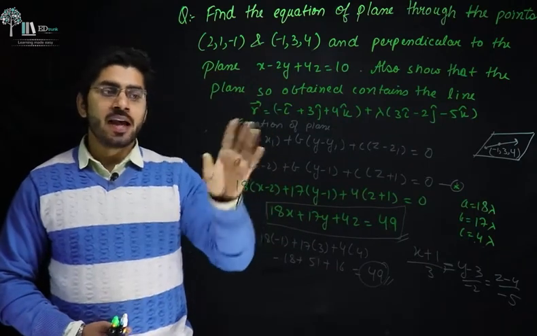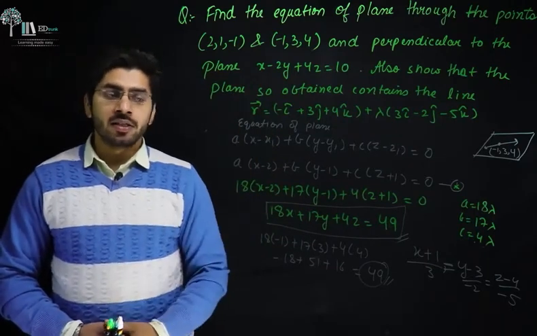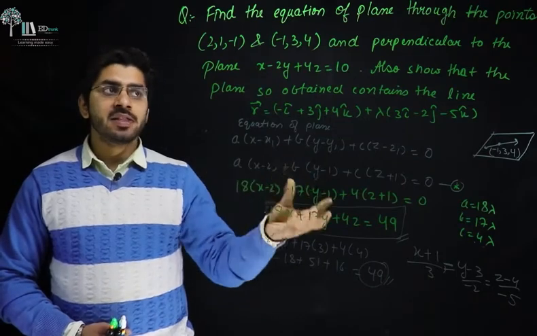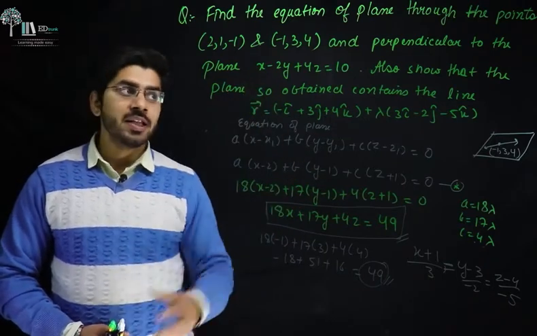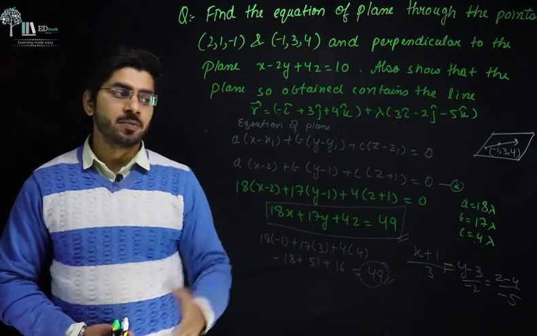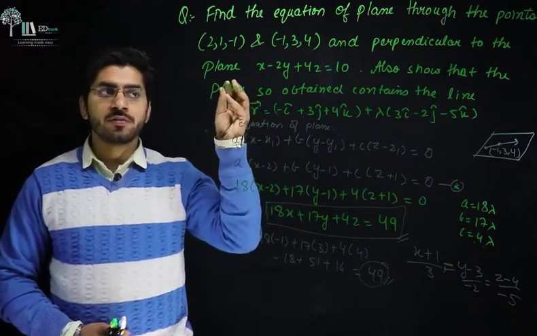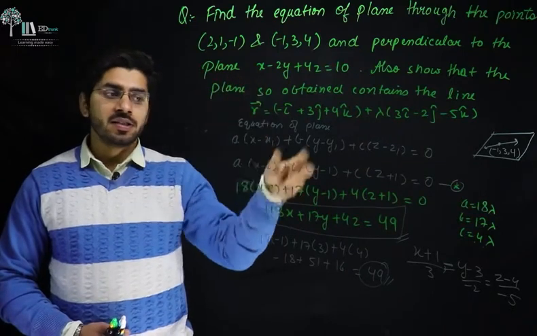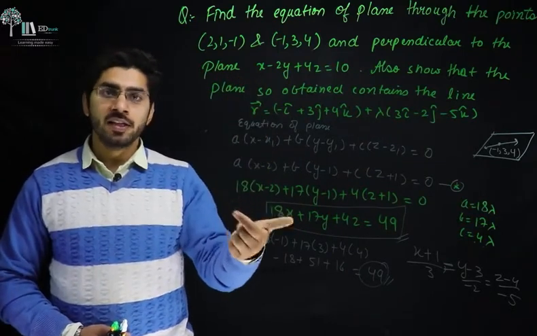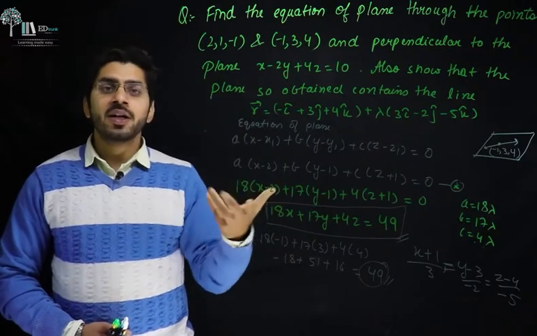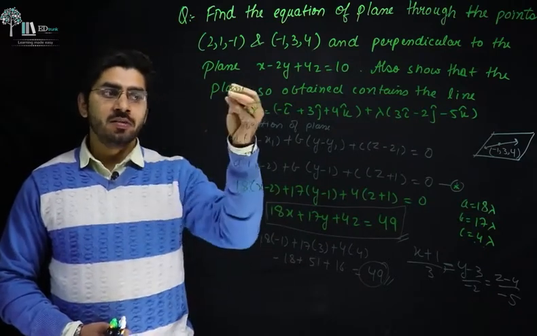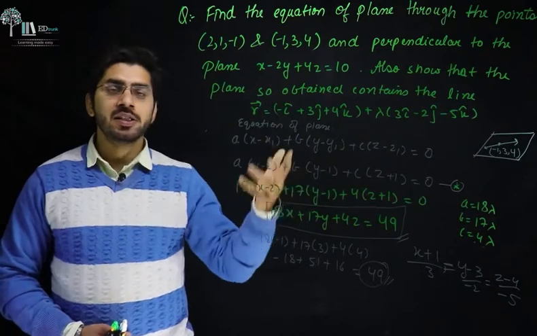So I've substituted those values here and I've got an equation. So in place of x, y, z we put minus 1, 3 and 4. And it is also perpendicular to the plane x minus 2y plus 4z equals to 10. That means the direction ratios of the normal of this plane and the direction ratios of the normal of the plane which we need to find the equation of, the dot product is 0. That is a into 1 minus 2 into b plus 4 into c is equal to 0.